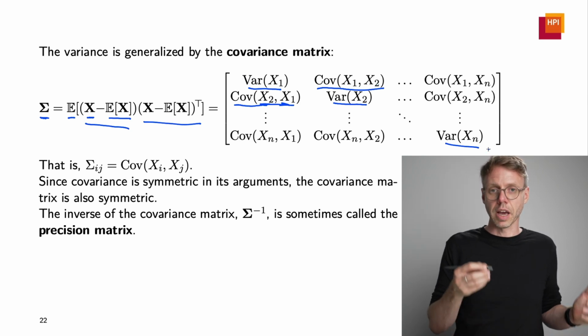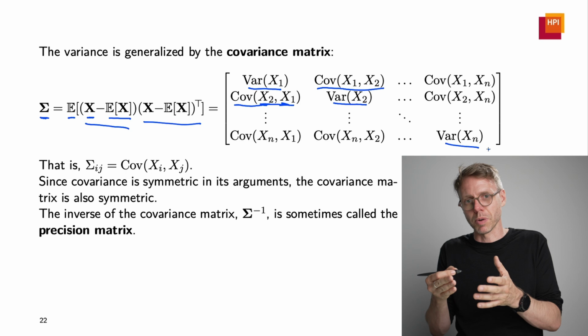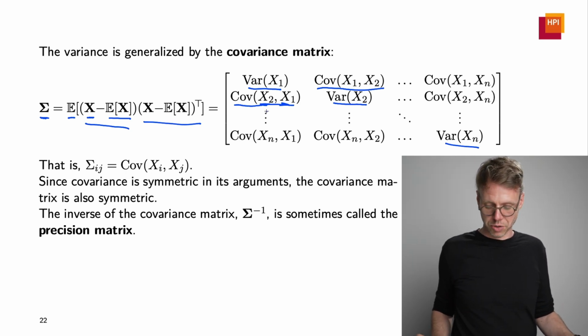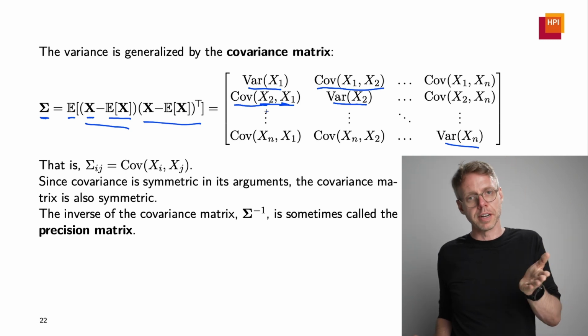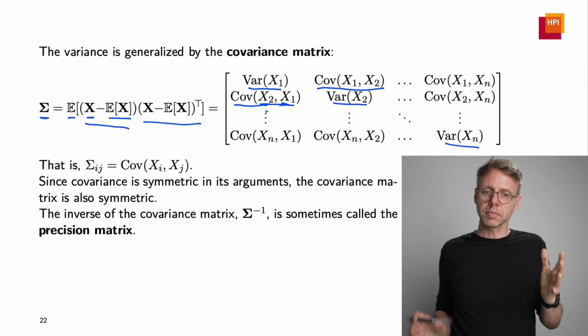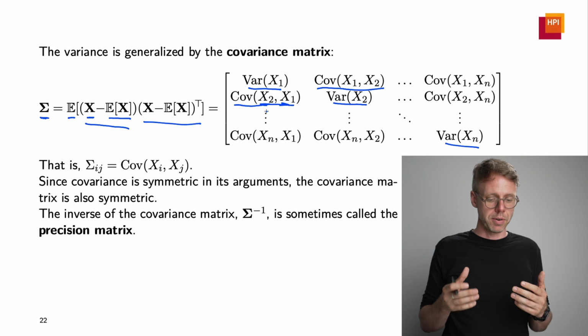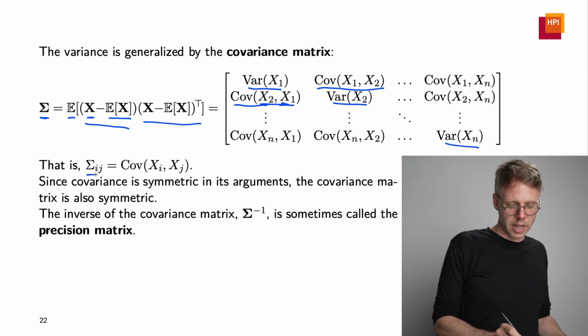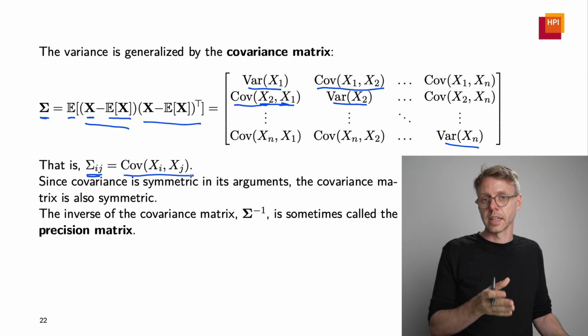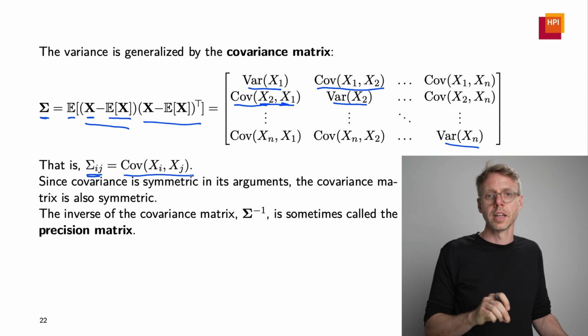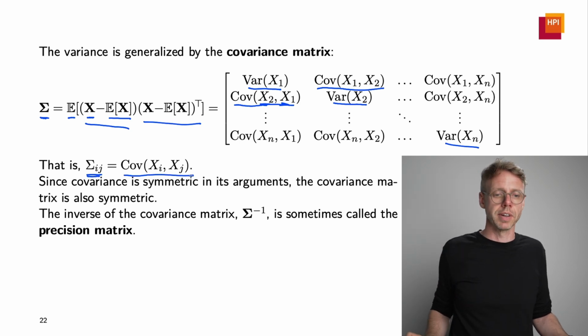On the diagonal, we have the covariance of x1 with x1, which is equal to the variance, so everything is natural here. If we know how to compute variances and covariances of univariate variables, we can naturally write down the covariance matrix of a random vector, where each entry sigma ij is given by the covariance of xi and xj, the ith component of the random vector and the jth component of the random vector.